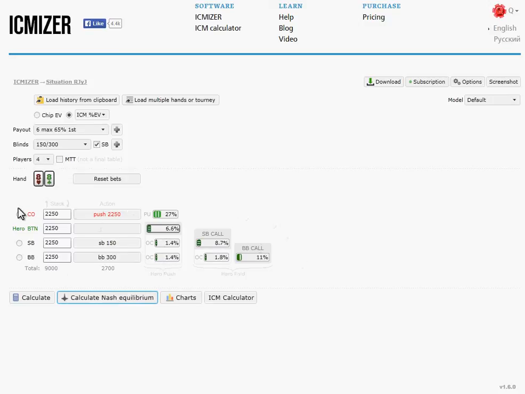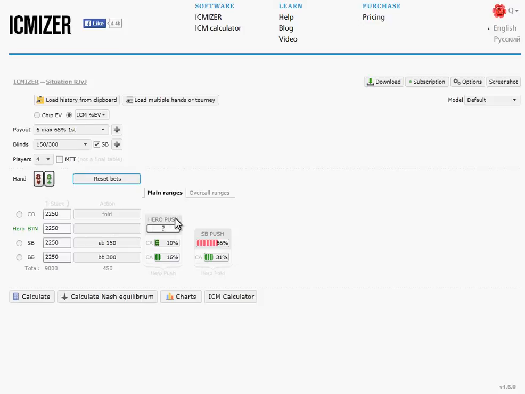Now we have analyzed the spot where there was one all-in before hero. And the most difficult spot in terms of number of ranges is when we are open pushing. Let's say hero is on the button and we are thinking about a push.